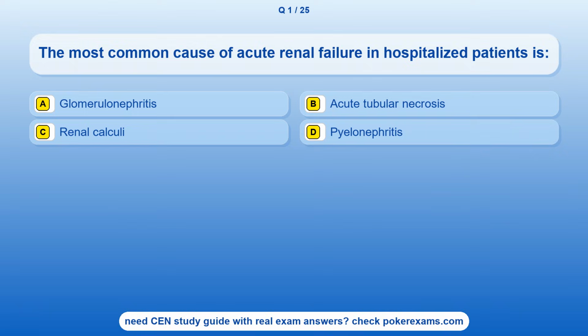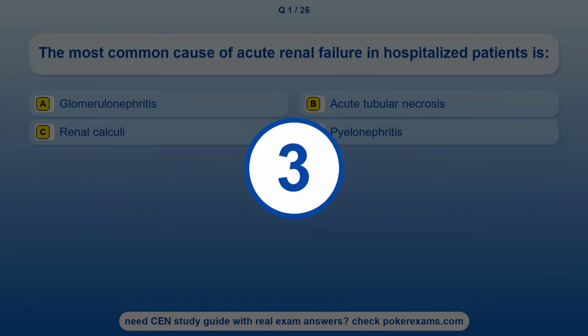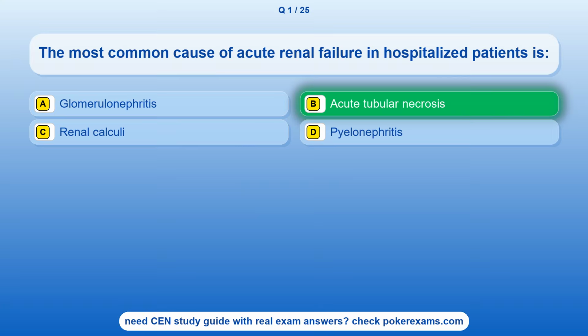Question 1. The most common cause of acute renal failure in hospitalized patients is Option A. Glomerulonephritis. Option B. Acute tubular necrosis. Option C. Renal calculi. Option D. Pyelonephritis. The correct answer is option B. Acute tubular necrosis.